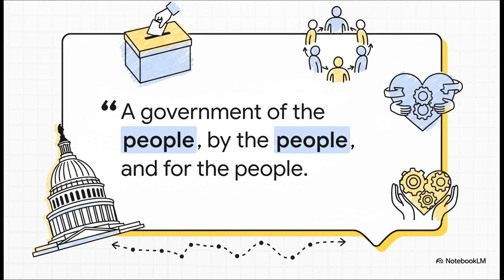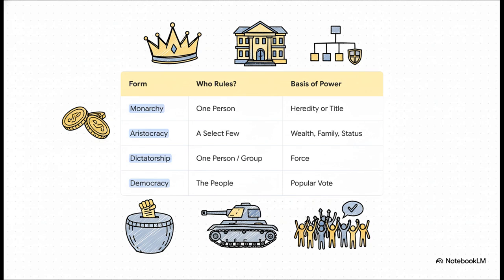It's famous for a reason. Of the people means the power comes from the citizens. By the people means we, the citizens, actually participate in making the government. And for the people means the whole point of the government is to work for the public good. Okay, so let's just do a quick side-by-side to make this super clear.